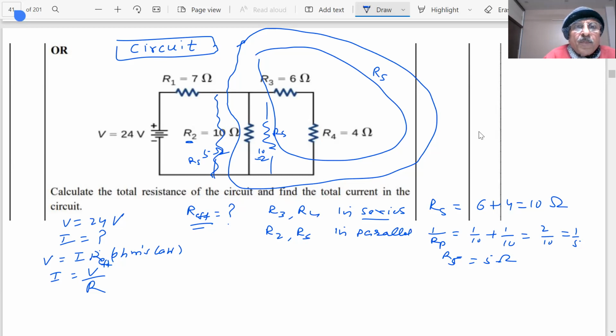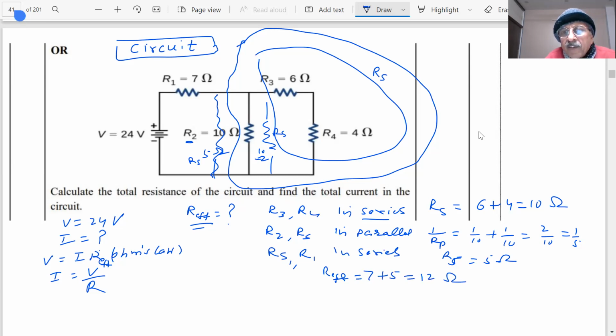Now these two, RS and R1, they are in series, students. So what is the value of this? Then what will be the effective resistance for the complete circuit? 7 ohms plus 5 ohms, 12 ohms. Is it clear?